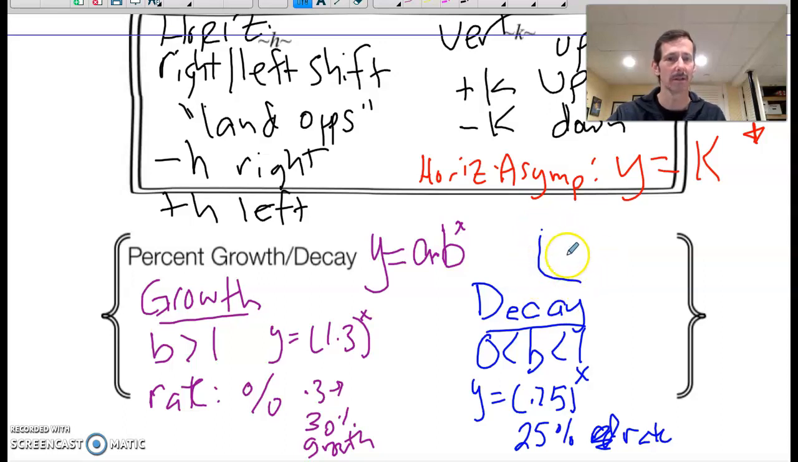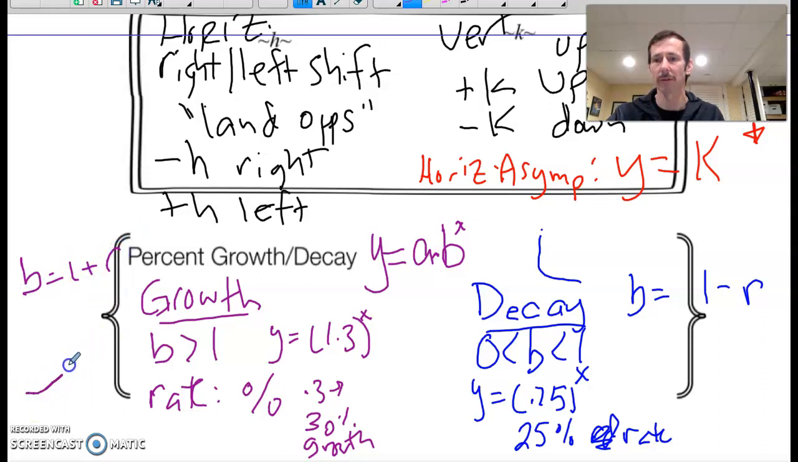So in chemistry and some other classes you've heard of half-life, that's decay. What's happening is this b value is 1 minus the rate of decay, because you're taking it away, and this rate would be as a decimal. Where over here, for growth, your b value is going to be 1 plus your rate of growth, because an exponential growth is going up and it's happening very quickly, like the spread of a virus. So this r would be a decimal, and you would add it to 1, and so this is what's being added to 1. Those are pretty easy to identify.